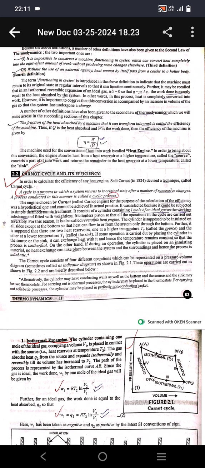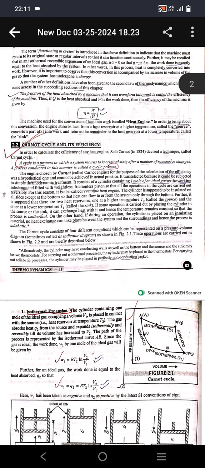If some operation is carried out by placing the cylinder in the source or the sink, it can exchange heat with it and hence the temperature remains constant, so that the process is isothermal. On the other hand, if during an operation the cylinder is placed on an insulating material, no heat exchange can take place between the system and the surroundings and hence the process is adiabatic. The Carnot cycle consists of 4 different operations which can be represented on a pressure volume diagram. These operations are carried out as shown and are briefly described below.